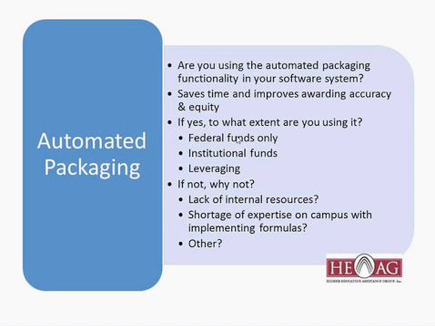So students that have the same profile will get the same award. And then if you come to certain points of the year where you start to gap these students because of budgetary concerns, again, that can still be applied equitably. Okay? If you use it, to what extent? For federal funds only, for institutional funds? Do you use it to help leverage? And if not, why not? Is it a lack of resources? Is it a shortage of expertise on campus with implementing formulas, or other?